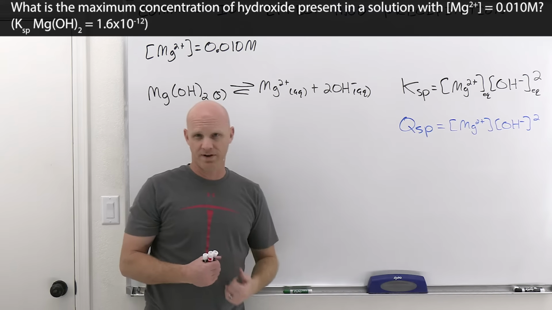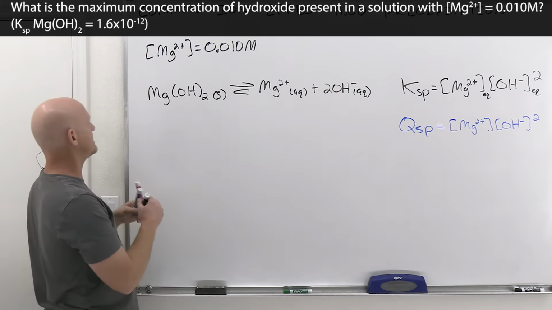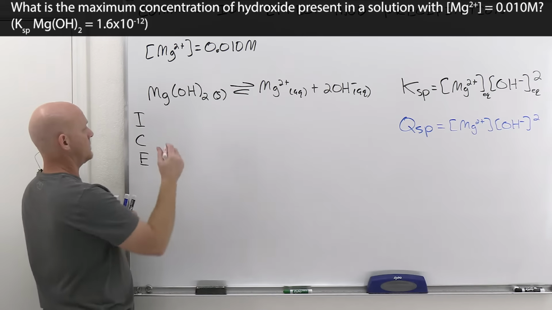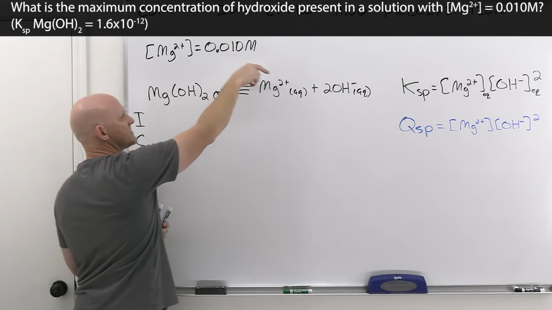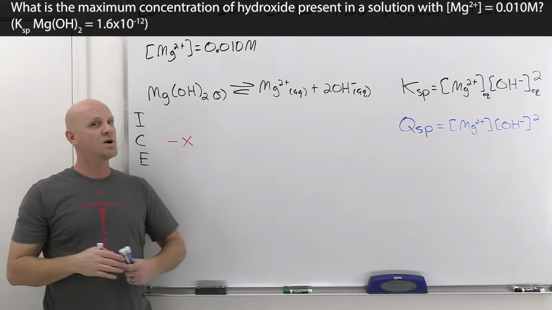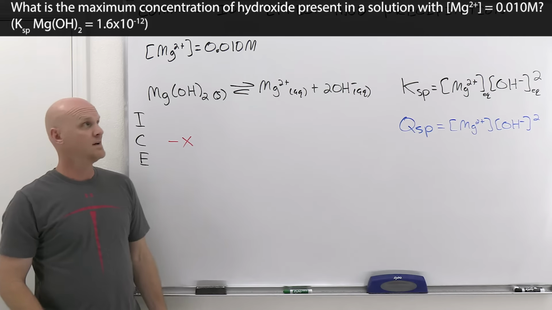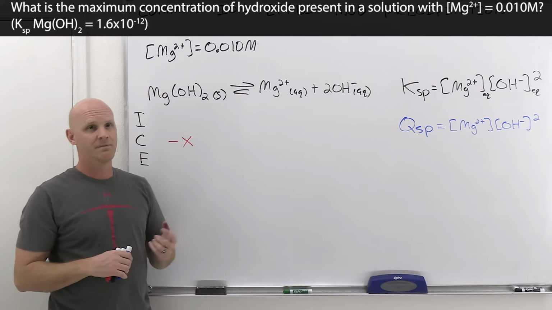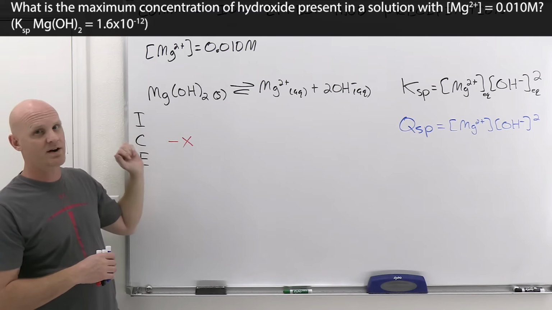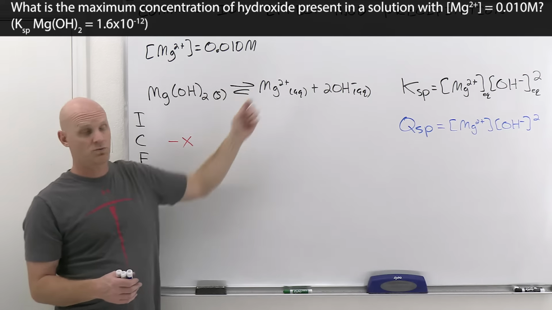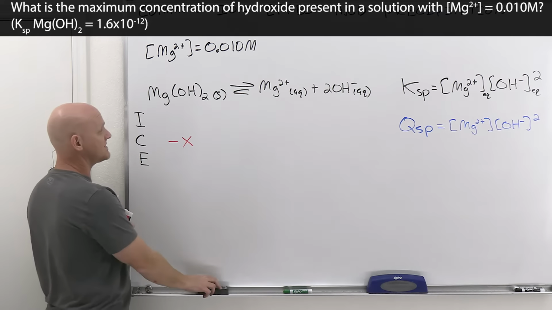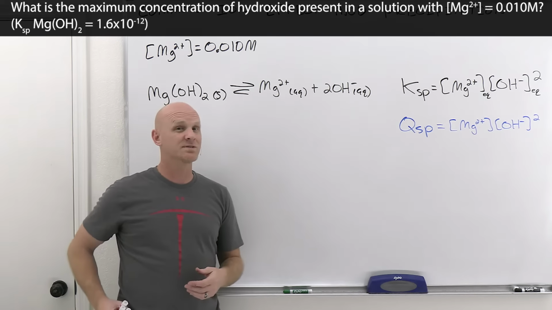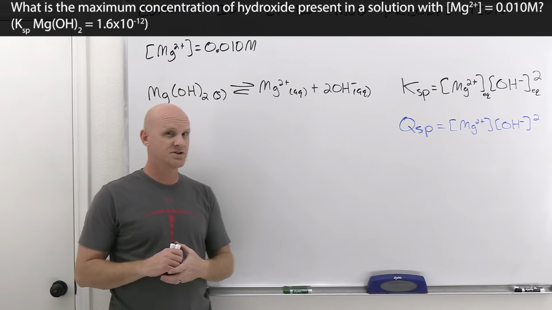All right, now here's the deal. We don't have an ice table here. Notice when we set up an ice table for one of these Ksp reactions, a big part of it was to put a minus x here for the amount of solid that is dissolving. Well, again, in this question with precipitation, we're not starting out with any solid. We have a solution that has magnesium in it, and we want to know what's the max amount of hydroxide that could be in that solution. There's no evidence that we have any magnesium hydroxide to begin with, which means we don't have any that could dissolve, and there's no point in setting up an ice table. So that's the first thing. There's no ice tables, which means there's also no x's as part of our calculation here.